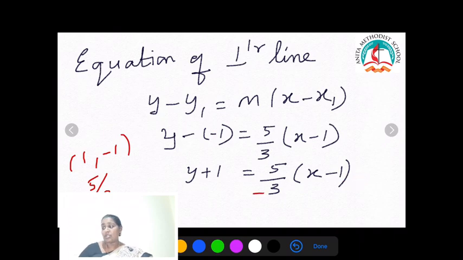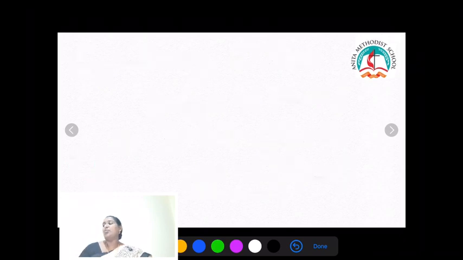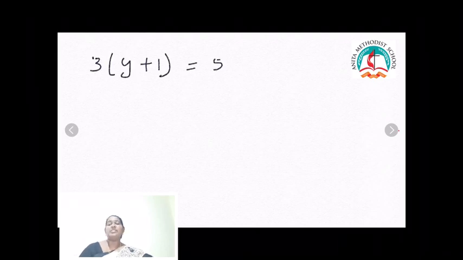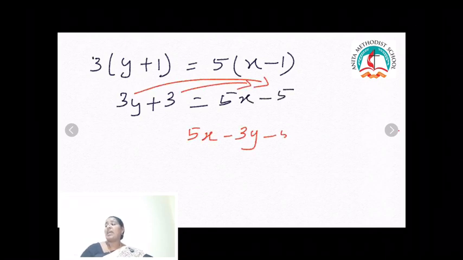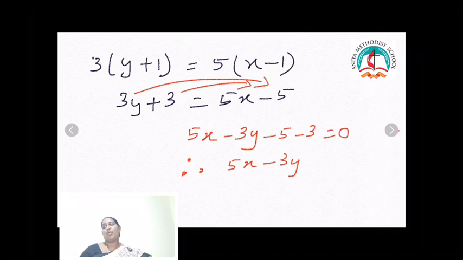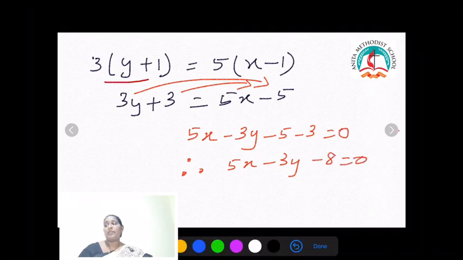So this 3 goes to this side. Yes, so division changes into multiplication. So what do we get, children? 3 into y plus 1 equal to 5 into x minus 1. Multiply 3 into y, 3y. 3 into 1, plus 3. 5 into x, 5x. 5 into minus 1, minus 5.